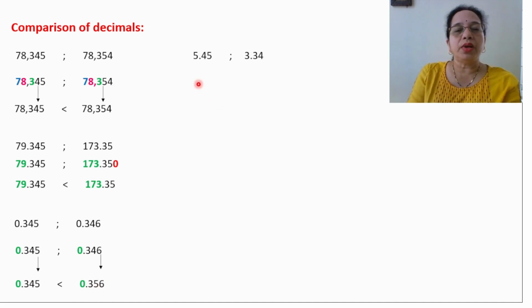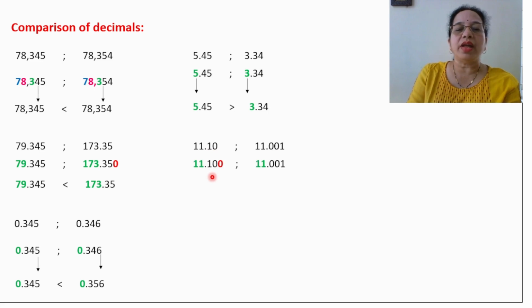Take one more example. So whole part is 5 and 3. So which one is greater? 5 is greater. So 5.45 will be greater. Now 11.10 and 11.001, your decimal place is 3, here your decimal place is 2. So convert into like decimal by adding 0 on the extreme right hand side. Now whole part is 11, whole part is 11, this is same. We will go for the tens place digit. So this is 1 and this is 0. So which one is greater over here? 1 is greater. So 11.10 will be greater.